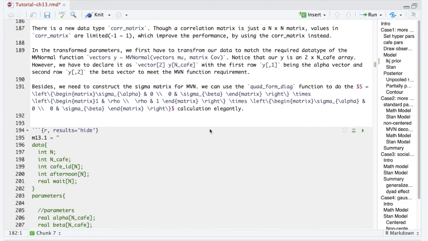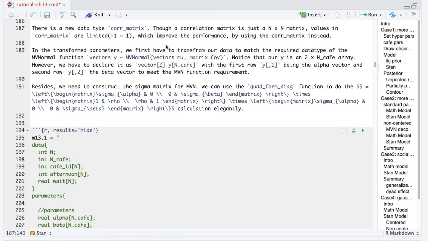So we will introduce a new data type called correlation matrix. It's corr_matrix in Stan. Although a correlation matrix is just an n by n matrix, the values in the correlation matrix data type are limited. For example, on the diagonal the values are all 1. Other values are also limited in the range of -1 to +1. Also, the correlation matrix must be symmetric.